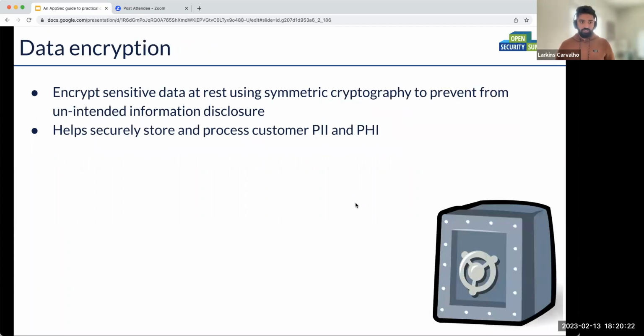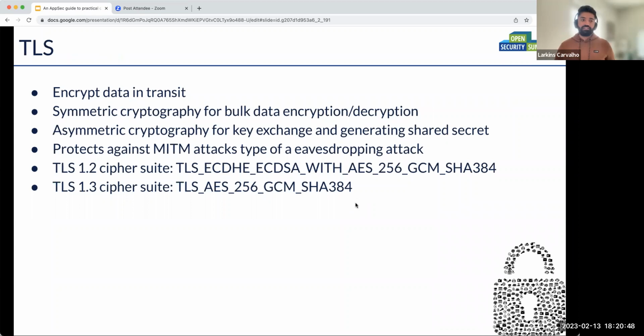Data encryption. With encryption, we can store sensitive data at rest, so that even in a sensitive data information disclosure, it won't be easily available to attackers. It also helps us to store and process PII and PHI. TLS is a widely used protocol to encrypt data in transit.